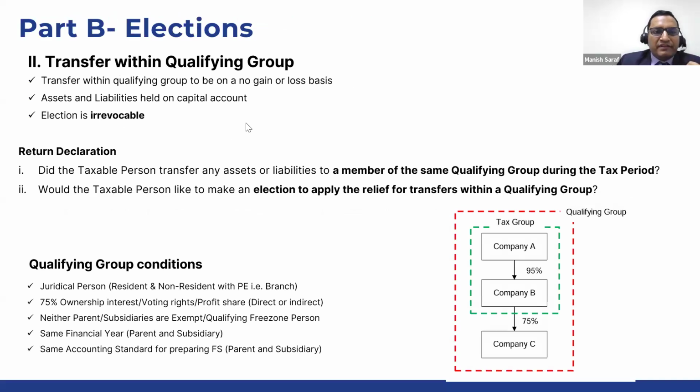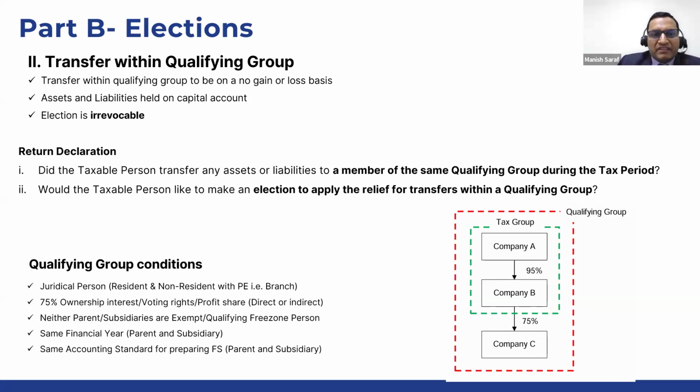Another election is with respect to the qualifying group. The qualifying group is basically where you have 75% common stakeholding. On the bottom side, if you see that company A and company B have 95%, they can form a tax group, but company C is like 75% holding. So that can form a qualifying group, and any assets and liabilities transferred between this qualifying group, the gains are not taxable. And this election is irrevocable.